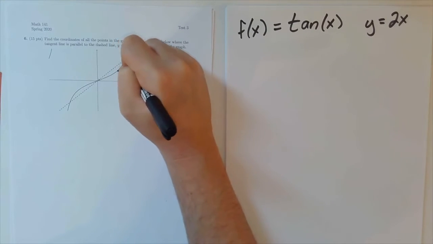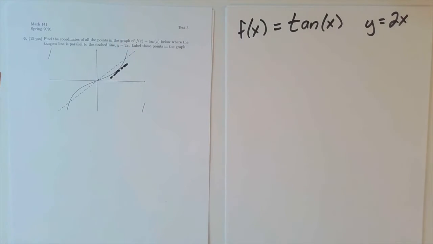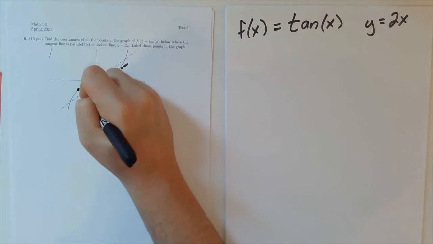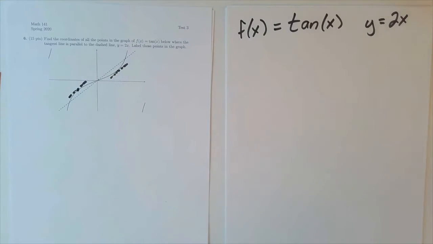So there's one, it's give or take about there. If I drew on the tangent line, it would be pretty close. There's one over here. Again, pretty close, give or take. So I'm looking for 2.